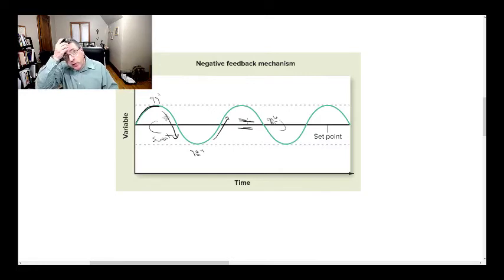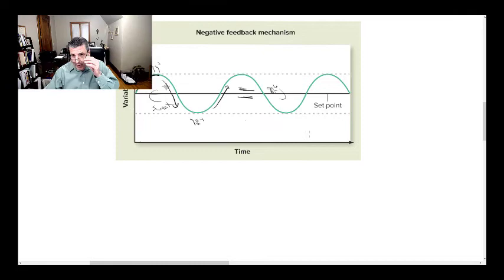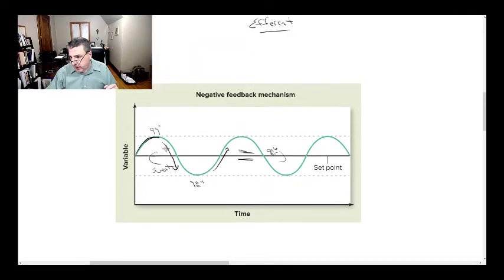Now, most of the body is regulated by this negative feedback mechanism. And negative feedback is based, wrong one. I'm just moving. I've got three monitors in front of me. So when I look around, I've got a couple things that I'm just trying to visualize here.